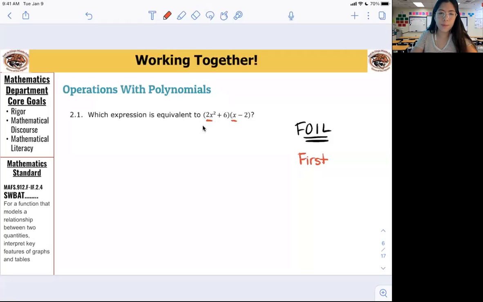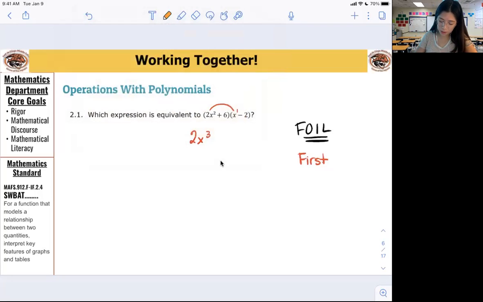The first term of this binomial is 2x squared. The first term of that binomial is x. And we're just going to multiply those together. So what's 2x squared times x? 2x cubed. So that is when we are going to change the exponent. Since I'm multiplying, not adding, not subtracting, but multiplying, we are going to add the exponents to get 3. So that's the big difference you have to remember. Once you start multiplying, you got to add those exponents.